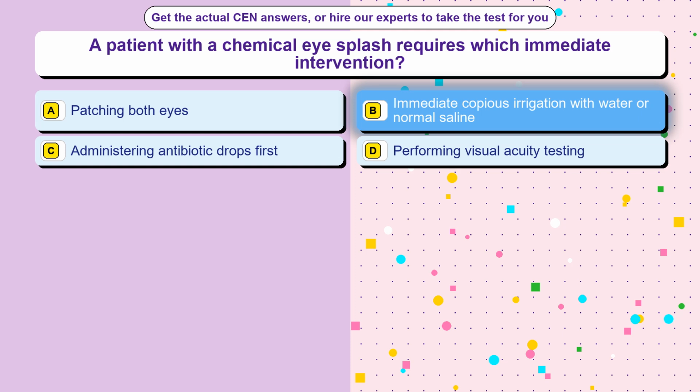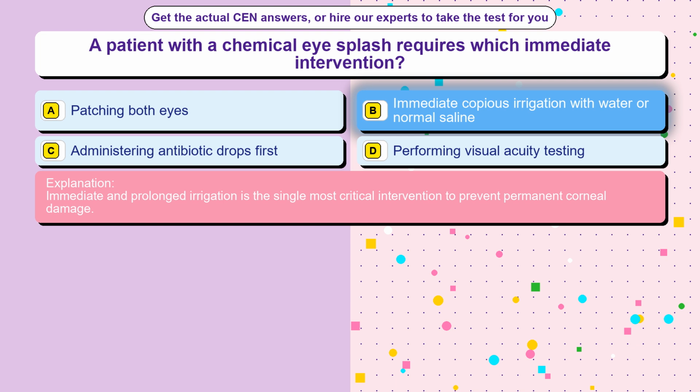The correct answer is option B, immediate copious irrigation with water or normal saline. Immediate and prolonged irrigation is the single most critical intervention to prevent permanent corneal damage.